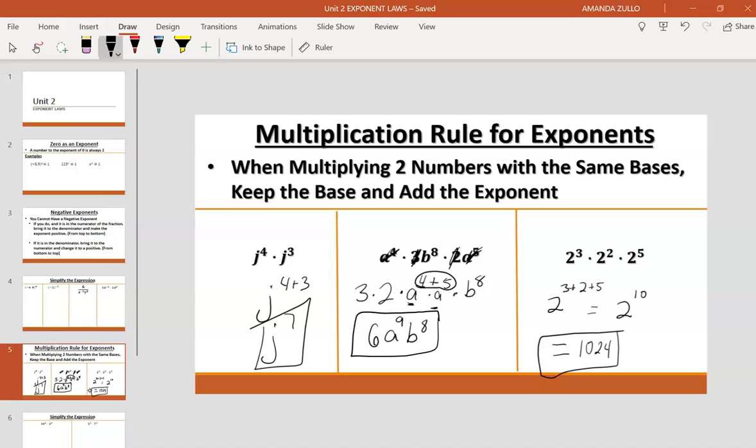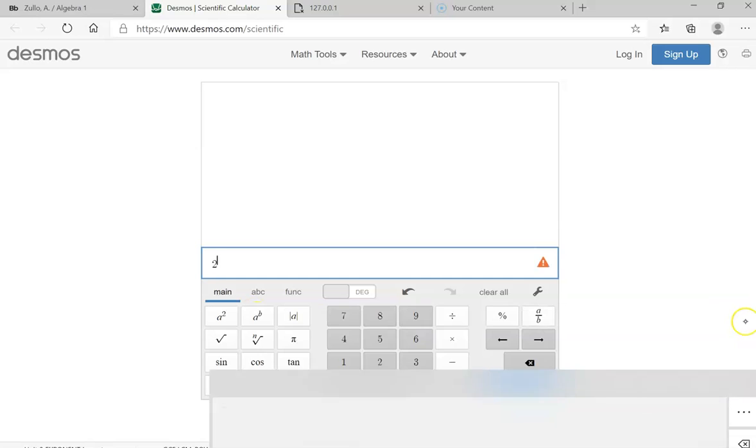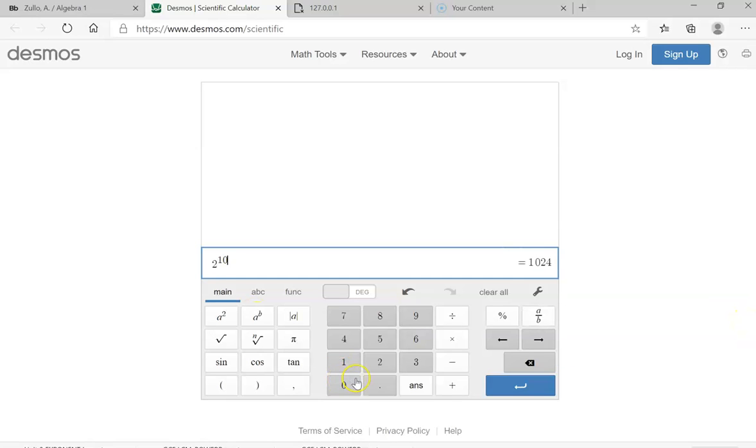All right, that got skipped over. So I was saying it would be much easier if we put that into our calculator. So obviously I already put it in my calculator and wrote it down. It just stopped recording me. So I'm going to just show you what I did. I put the base 2 to the 10th power. And we got 1024.